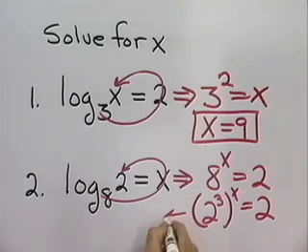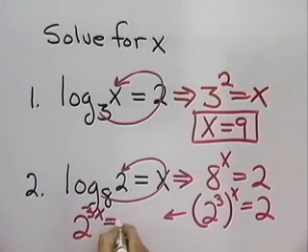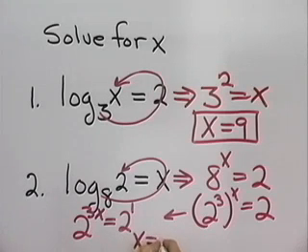Let's move it over this way. That means that 2 to the 3x is equal to 2 to the 1. That means that x must be equal to, I'm just going to go down here, 3x is equal to 1.